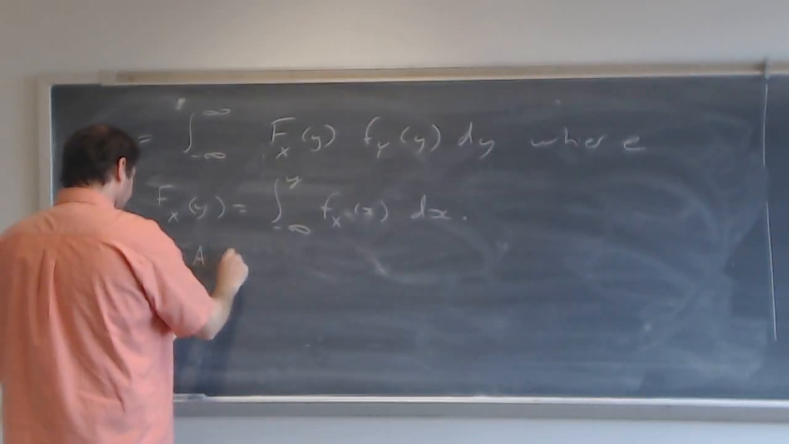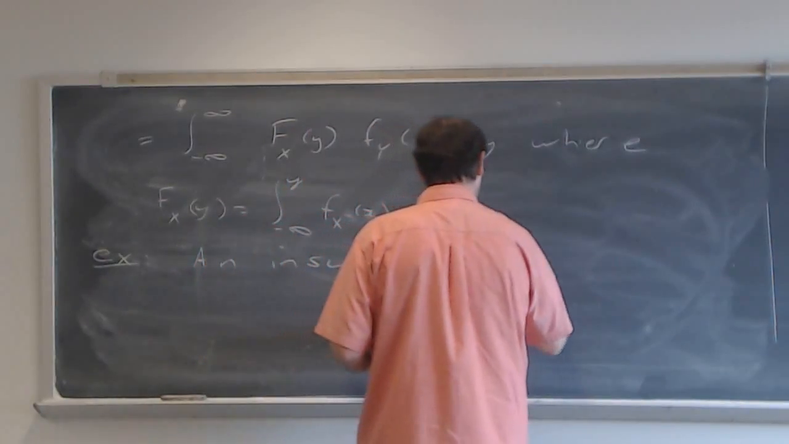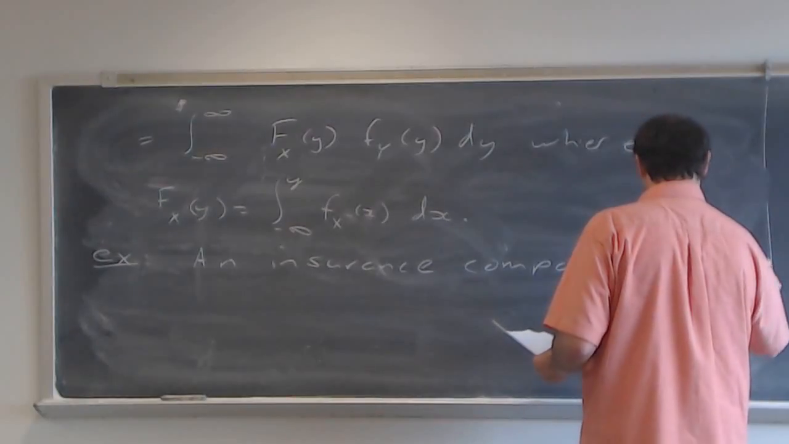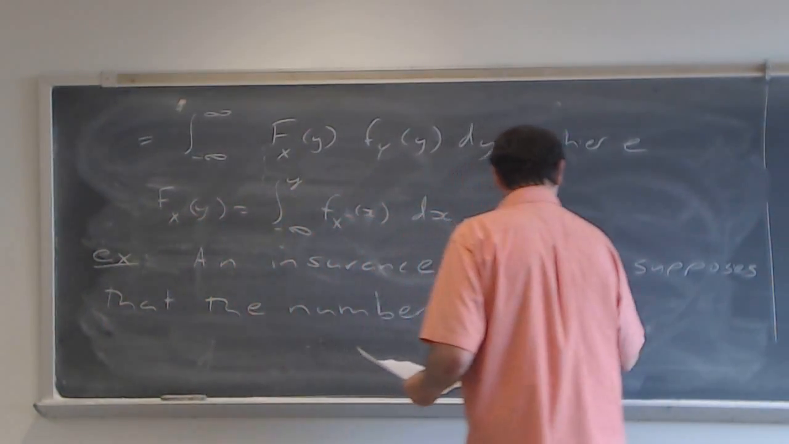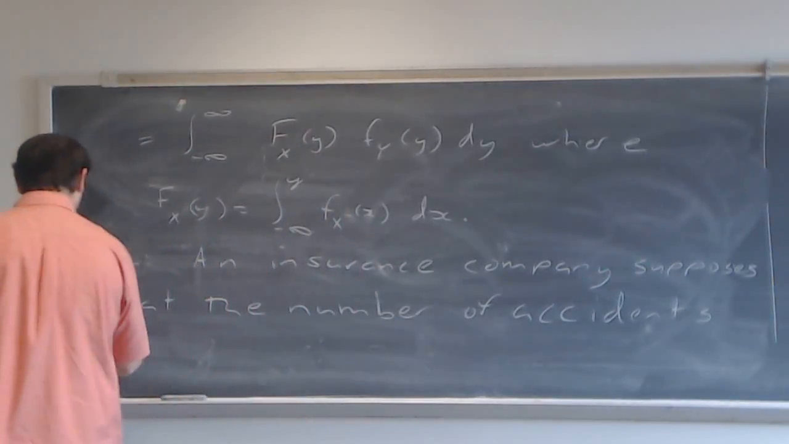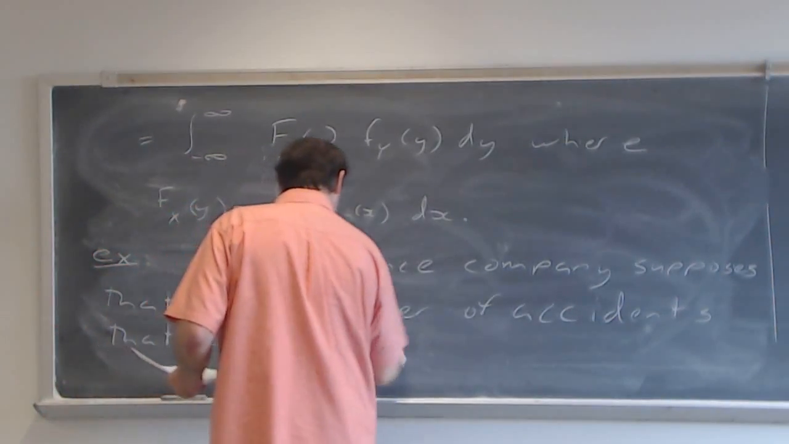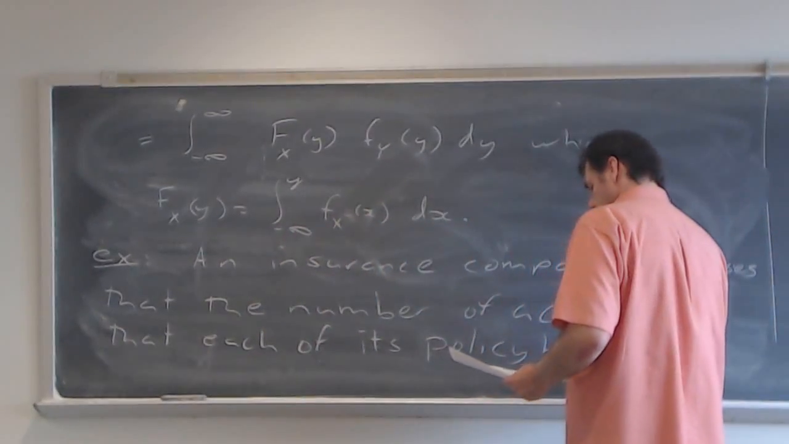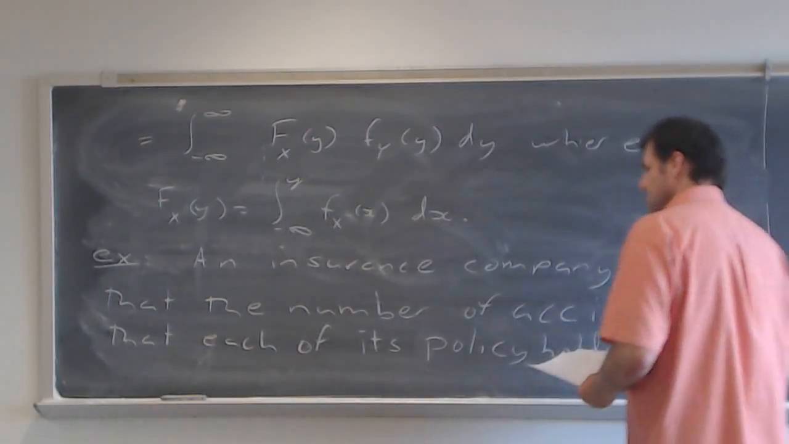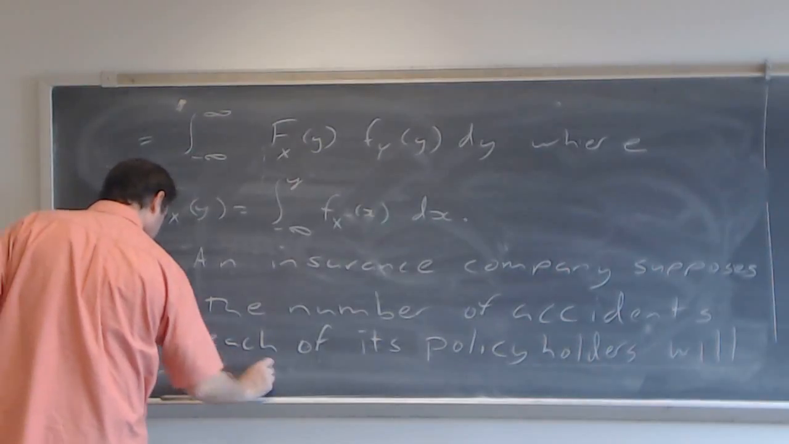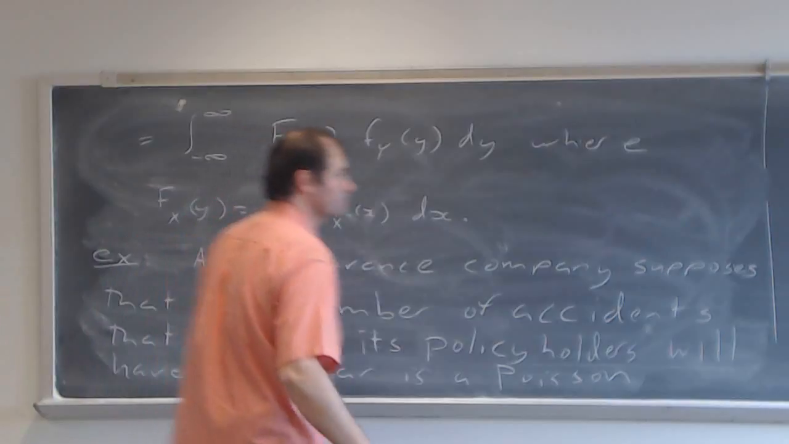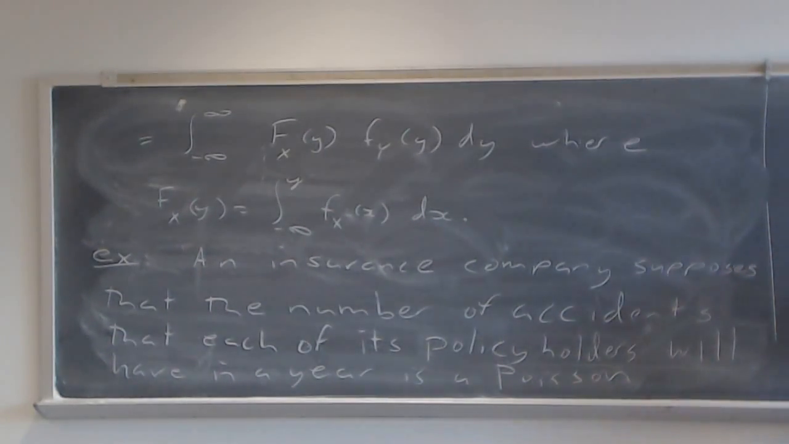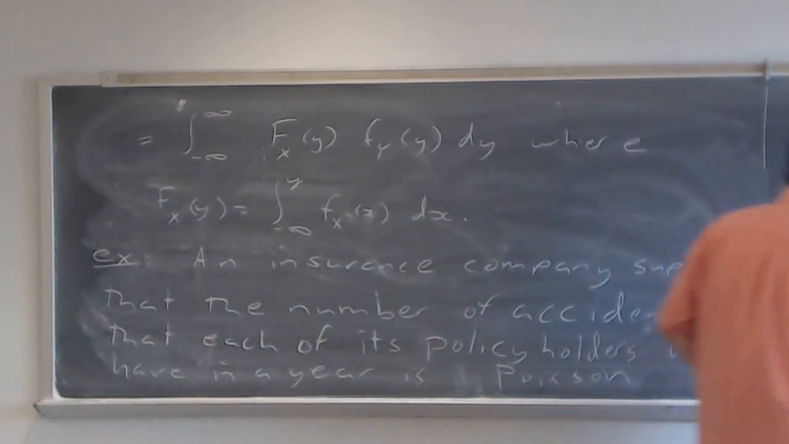Here's what it says: an insurance company supposes that the number of accidents that each of its policyholders will have in a year is Poisson distributed.